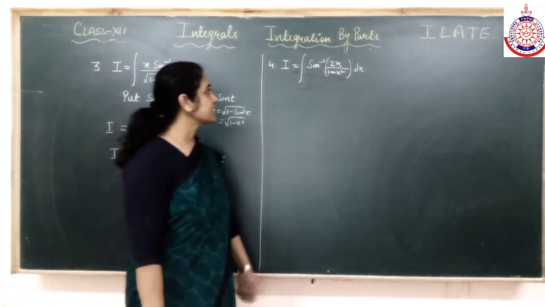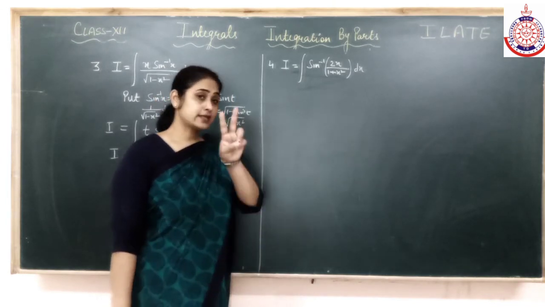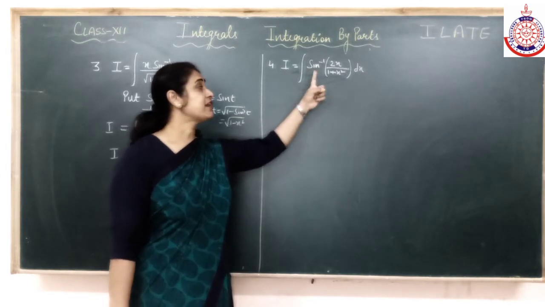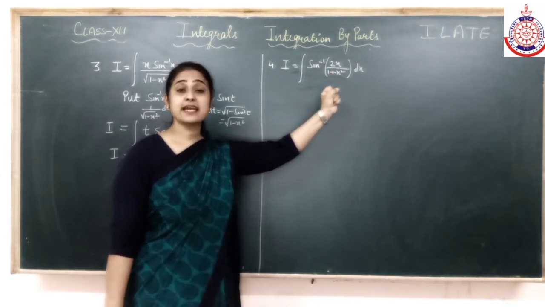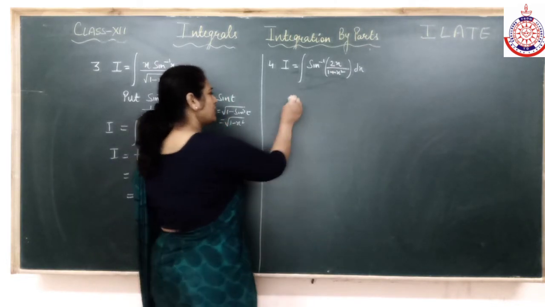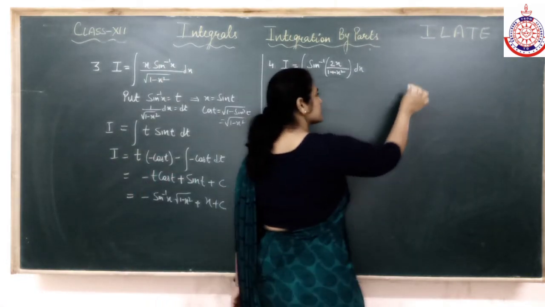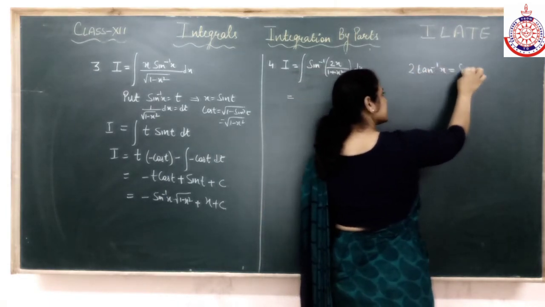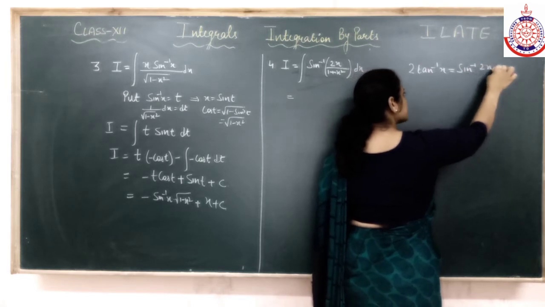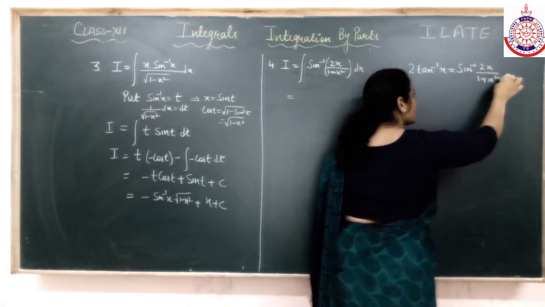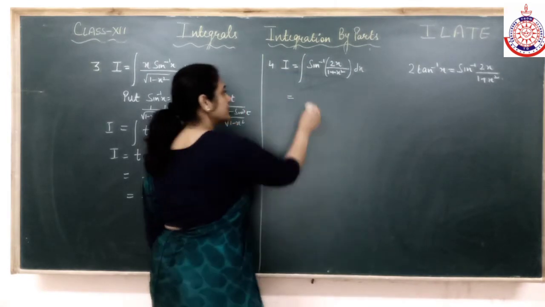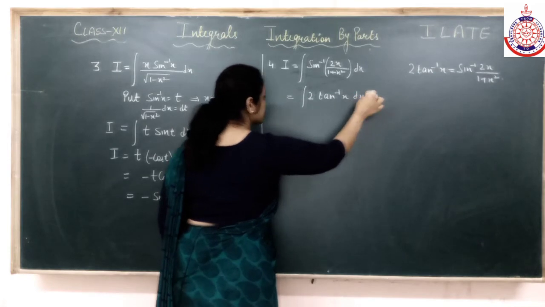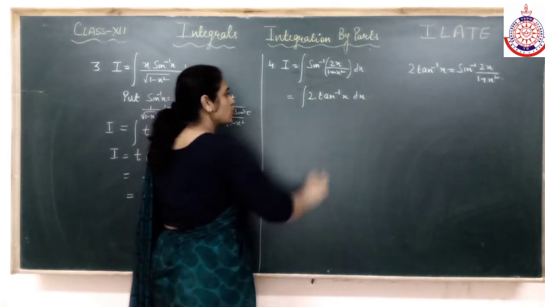Now look at the second question, the next one. You can do it by two methods. One is substitution. If you remember your inverse trigonometry well, we had a formula for sin inverse 2x upon 1 plus x square. Remember? Whose formula was it? 2 tan inverse x can be written as sin inverse 2x upon 1 plus x square. So I can directly apply this formula.